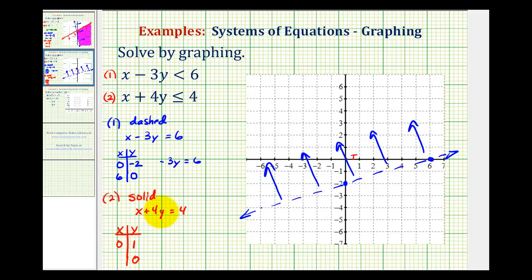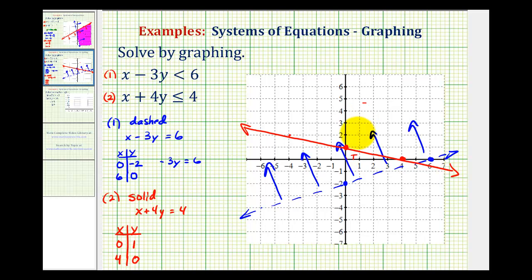And if y is equal to 0, we just have x equals 4. So now we'll plot these 2 points, and then graph our solid boundary line. So again, the y-intercept is positive 1, this point here. The x-intercept is positive 4, this point here. So we have a solid boundary line passing through these 2 points.